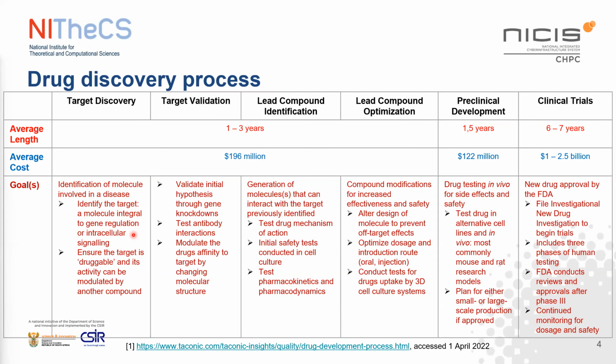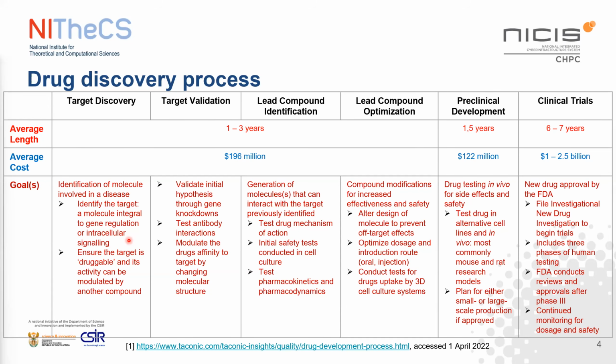So from there, you get to the target validation. So say we found something that's druggable, now we want to validate it. So you validate the hypothesis by testing the antibody interactions, and you modulate the drug activity to target changing molecular structure, right? You start changing the structure up, see if it does something different, or does it do the same thing? Is it interacting with what you want it to interact with? From there, you then go to the lead compound identification, which then tests the drug mechanism of action. You identify the safety tests and conduct a cell culture testing. You also look at the pharmacokinetics and pharmacodynamics.